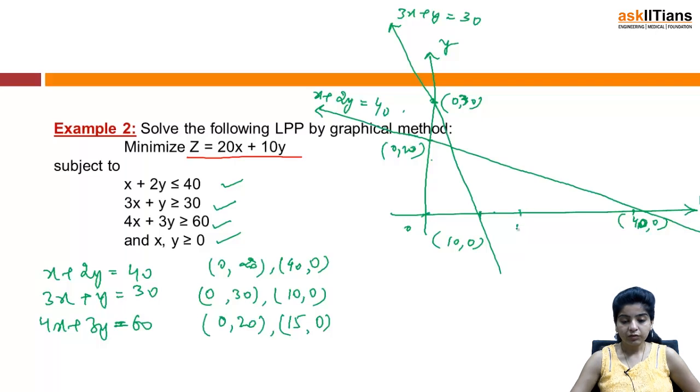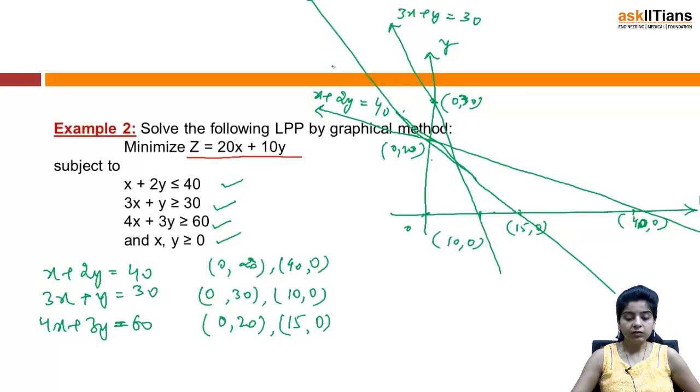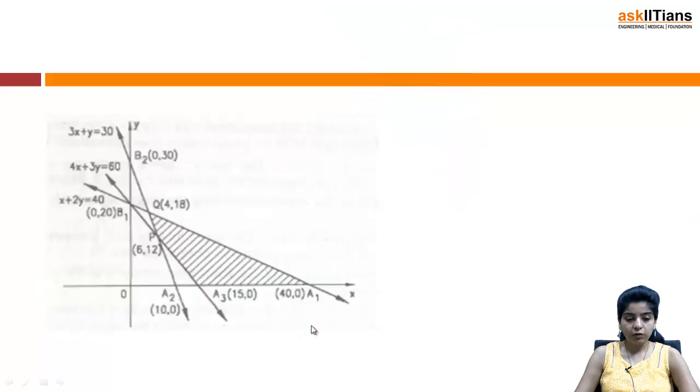So let me take this as (15, 0) and (0, 20). So we'll be drawing these. These lines are going to be straight. These must be accurate when you draw. So this is going to be my third line, right? Once you have drawn the lines, again the graph would look something like this.